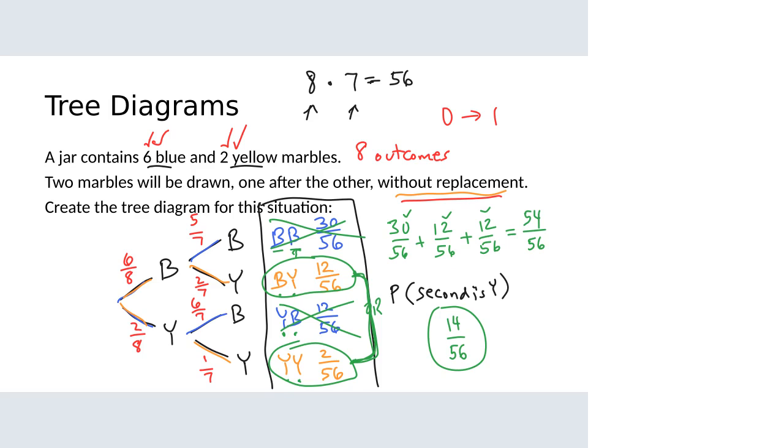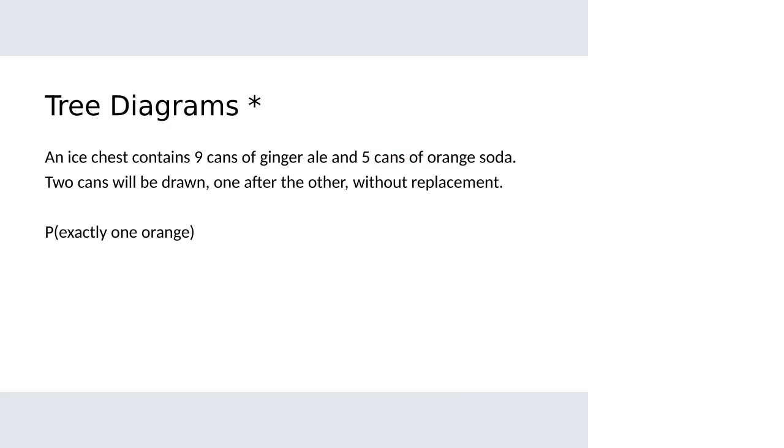Up next, I'm going to let you try one start to finish. Okay. An ice chest contains 9 cans of ginger ale and 5 cans of orange soda. 2 cans will be drawn, one after the other, without replacement. Find the probability of getting exactly 1 orange soda. As soon as we read this question, probability of exactly 1 orange, this is not a single specific outcome. There might be more than one way to do that. So I need a tree diagram. I'm going to make a sample space, and then I'm going to answer the question.